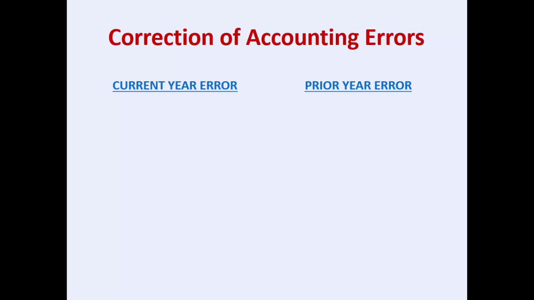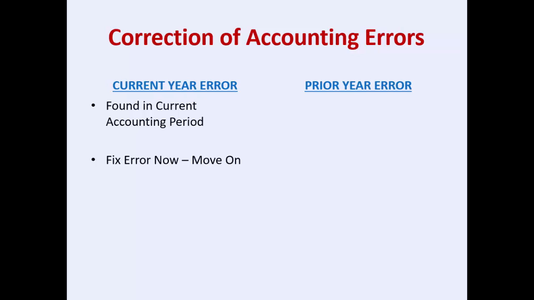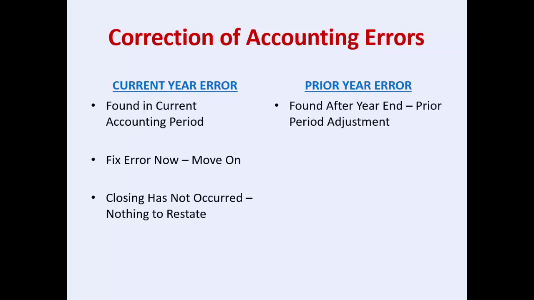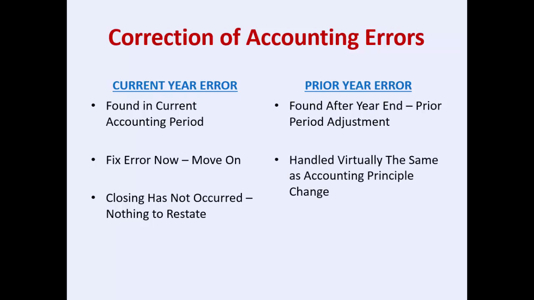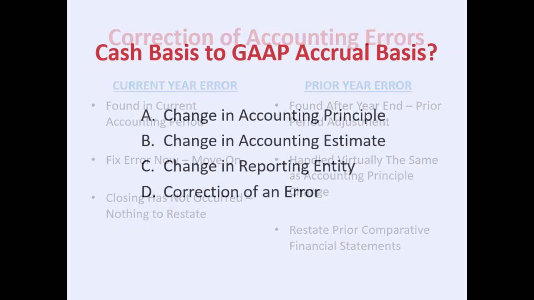So correction of accounting errors. It depends on when you find it. If you make the mistake this year and you find it this year, you just fix it. You do an adjusting journal entry or a correcting journal entry. Closing has not occurred, so there is nothing to go back and restate. But remember temporary and permanent accounts. If you made the mistake last year or longer ago in a prior year, it's handled virtually the same as an accounting principle change because your income has closed to equity. So you've got to go back and restate the prior year financial statements.